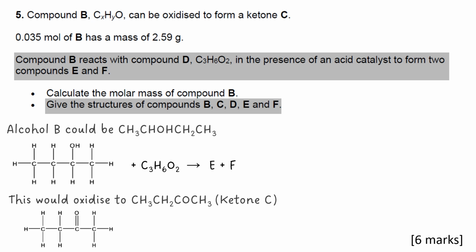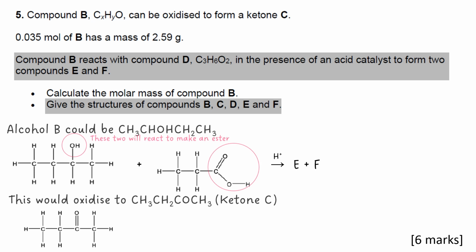We can think about compound D. It says in the presence of an acid catalyst, there are 2 oxygens in compound D. So it could be a carboxylic acid, as in COOH. Now we still need to think about E and F. The functional group on alcohol B and the functional group on compound D, which is a carboxylic acid, will react together to make an ester.